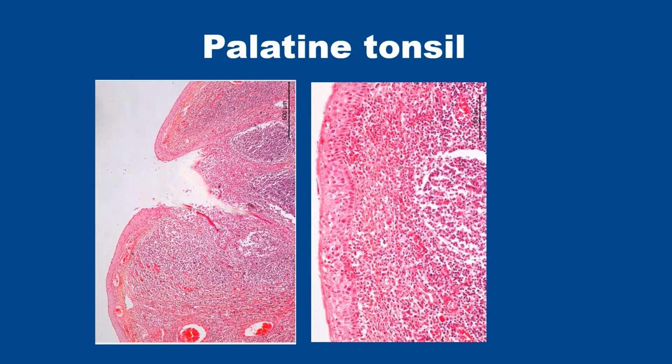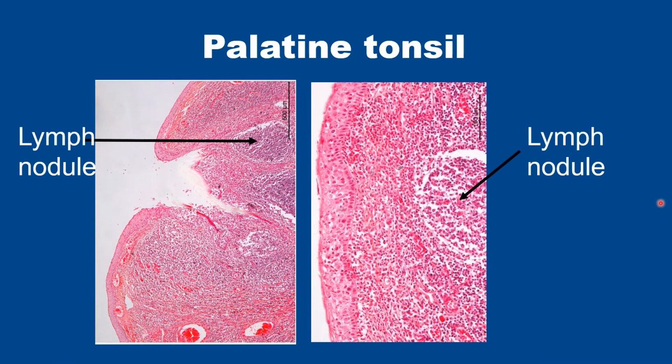Let us see the tonsil. The palatine tonsil is present at the end of the oral cavity. Oral cavity is lined by stratified squamous non-keratinized epithelium, and deep to this epithelium there are lymphatic nodules. The lymphatic nodules are usually secondary lymphatic nodules, in which the central part will be lighter and the peripheral part is darker.